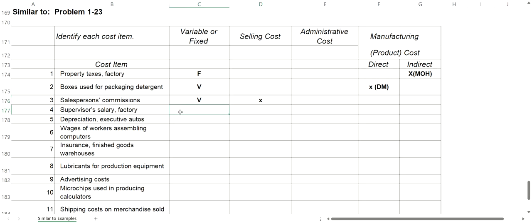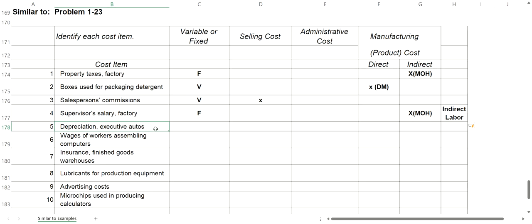Now, the supervisor in the factory, that does say salary, so we're assuming that salary is a fixed set amount, so I will put fixed. That is in the factory, so that is considered indirect labor, which would be part of manufacturing overhead. I'm just going to mark to the side, just for your notes, that that would be indirect labor.